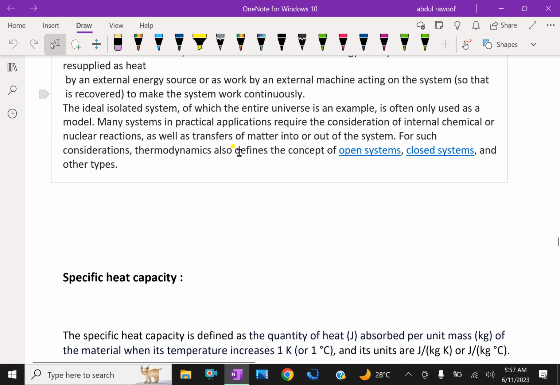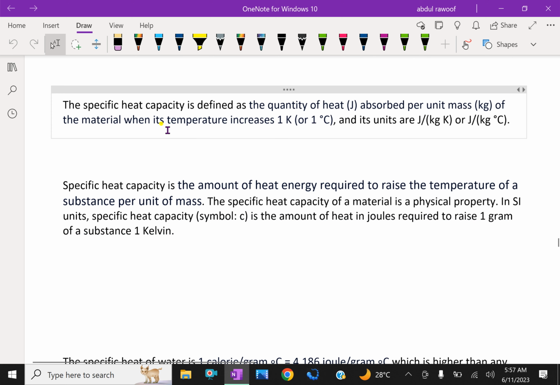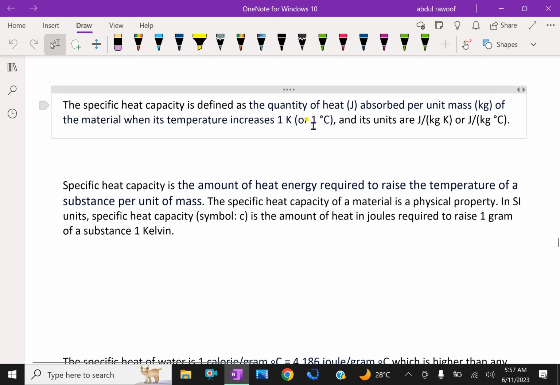Now we'll discuss specific heat capacity. The specific heat capacity is defined as the quantity of heat in joules absorbed per unit mass of a material, per kg, when its temperature increases by 1 Kelvin or 1 degree Celsius. Its units are joules per kg Kelvin or joules per kg per degree Celsius.